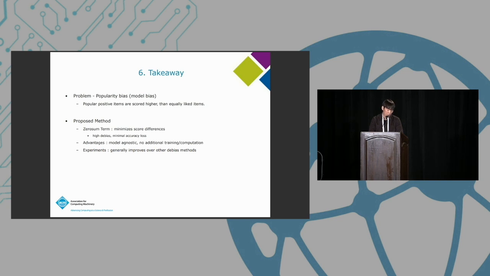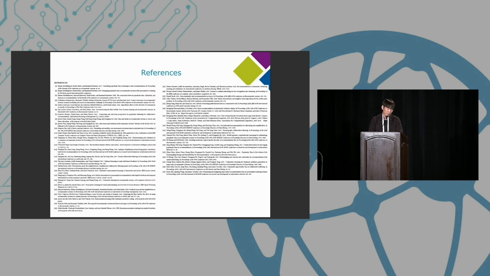And this slide summarizes the presentation. We propose a method to solve the popularity bias, especially model bias. We used a regularization term that minimizes the score differences of positive and negative items respectively. And the method has several advantages, and experiments showed it generally improved over earlier debias methods. And more information can be found in the paper.